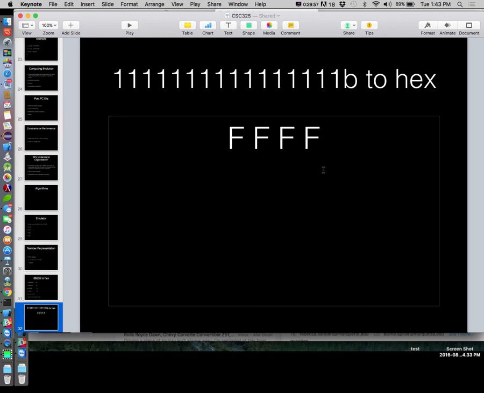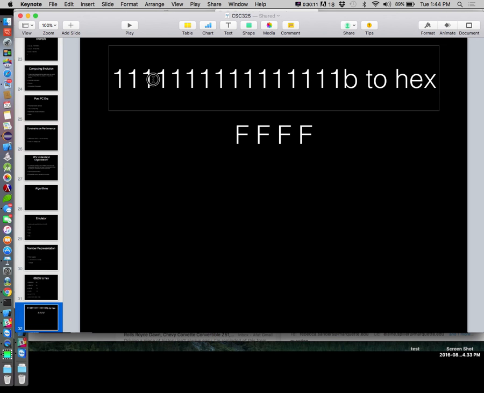Make sense? A little bit easier. Octal, split into 3. Yeah. So if I asked you to do it to octal, base 8, you would do these in groups of 3.